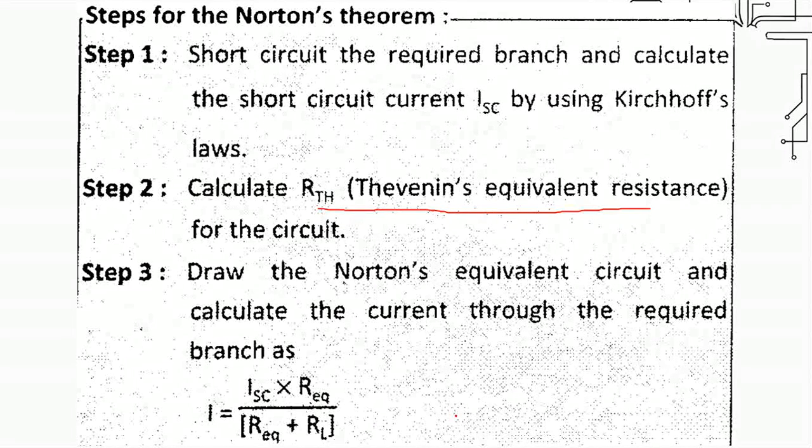Now if you remember, similar steps occur for the Thevenin's theorem, but as I told you, in Thevenin's theorem we are calculating the open circuit voltage. In Norton's theorem we are calculating the short circuit current. This is the difference between Thevenin's and Norton's theorem. Okay, I hope you must have understood the steps for Norton's theorem.